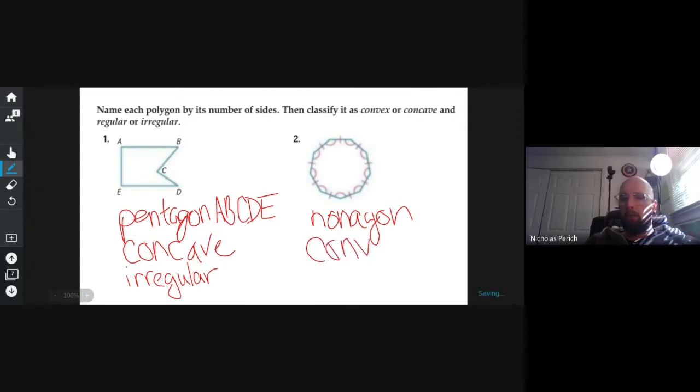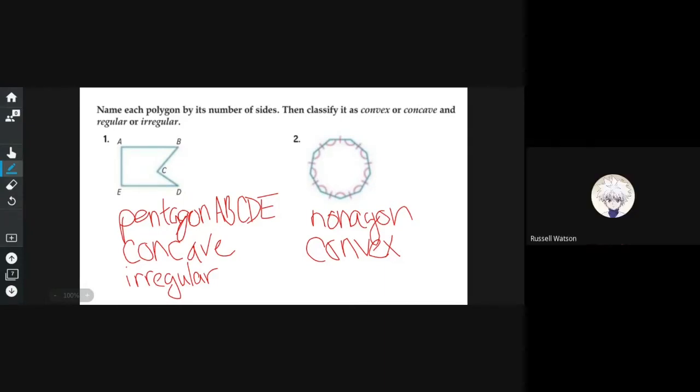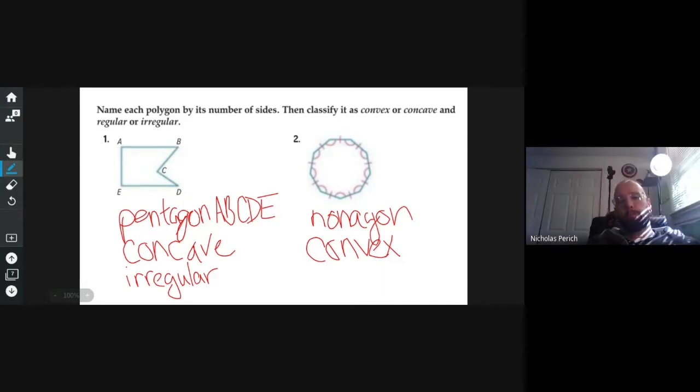Very good. Is it regular or irregular? Are all the sides and all the angles exactly the same? Regular, good, because all the sides and all the angles are exactly the same.